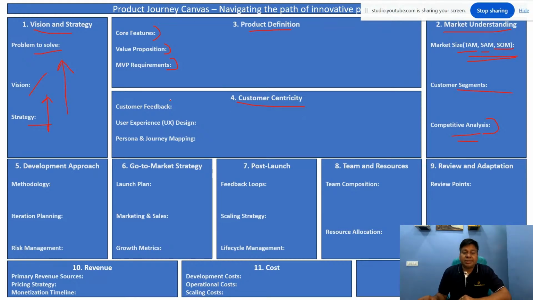Customer centricity. What are the key feedback from the customer, which we are looking into? If there is any important aspect for UI UX design which we need to take care, accessibility issue. What are the persona and customer journey? Highlight major personas here.